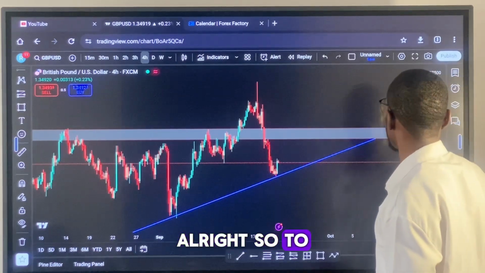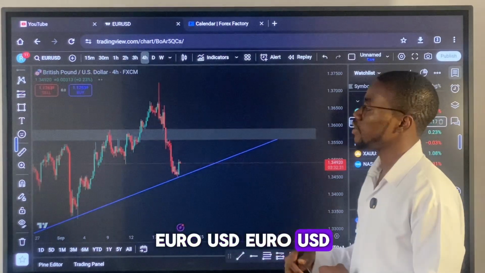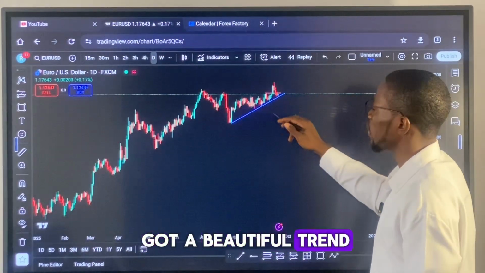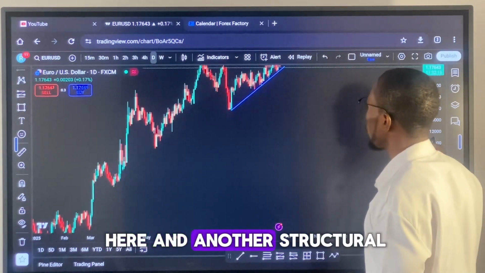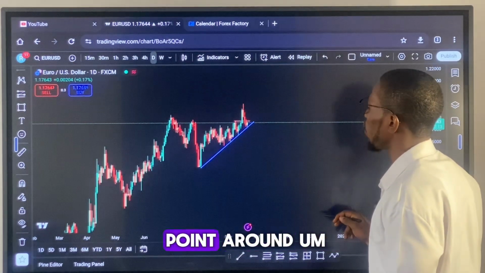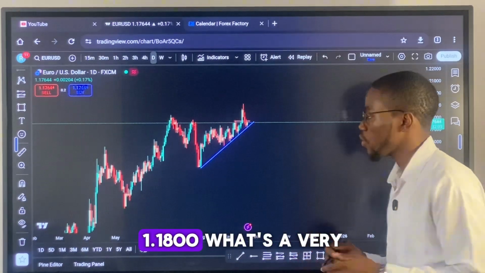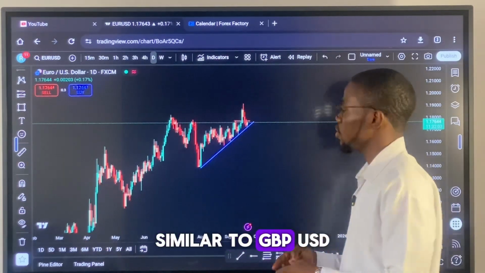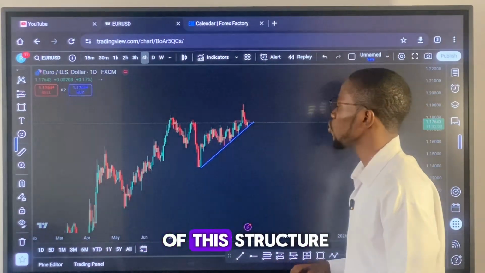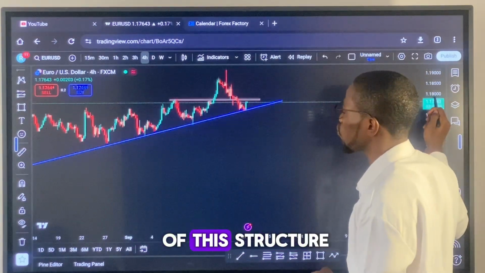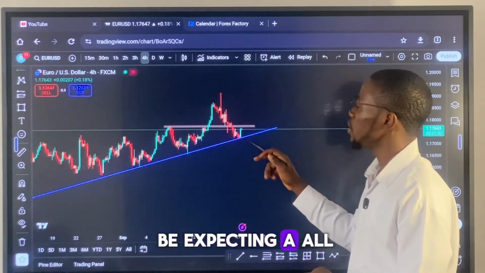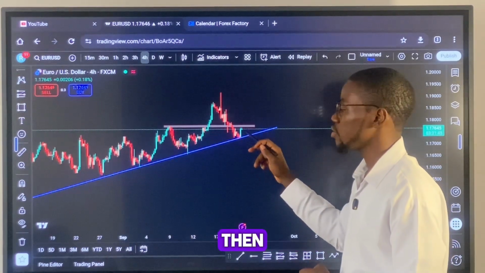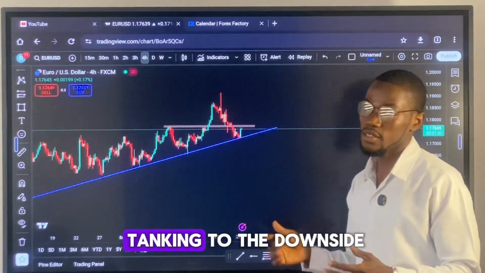All right. So to EUR USD, again on the daily time frame, you notice we've got a beautiful trend line here, and another structural point around 1.1800. A very key level around 1.1800. So the bias is still the same, similar to GBP USD. Once price breaks out of the structure, then we're going to be expecting a bullish move to the upside. But if price retraces down, then we're going to expect this pair to continue tanking to the downside.